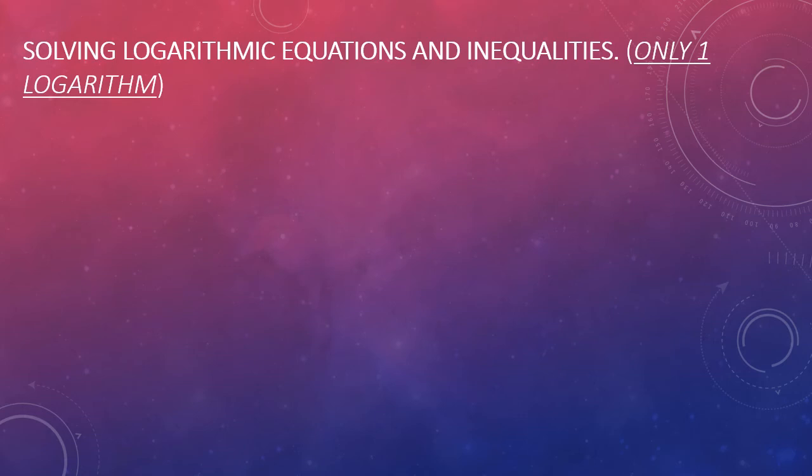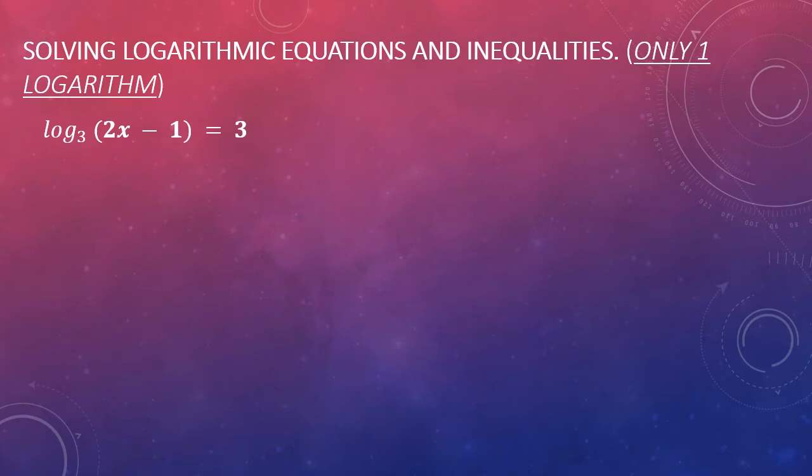So, let us now proceed with solving logarithmic equations and inequalities with only one logarithm. Only one logarithm. Now, let's begin. We have the given here, the logarithm of 2x minus 1 to base 3 equals 3.